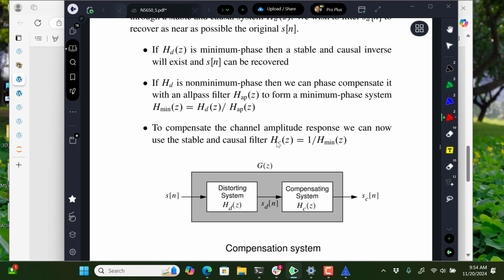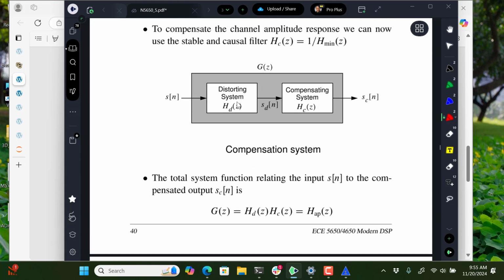So what you can do is you can take a non-minimum phase system and phase compensate it with the all-pass filter to make it a minimum phase system. That way we can take that phase compensated system and we can invert it because it will have poles and zeros inside the unit circle. So in this case, this is the book's notation again. We have a distorting system like the radio channel I was talking about before break, and we build a compensating system that is going to try to remove the amplitude distortion introduced by the channel.